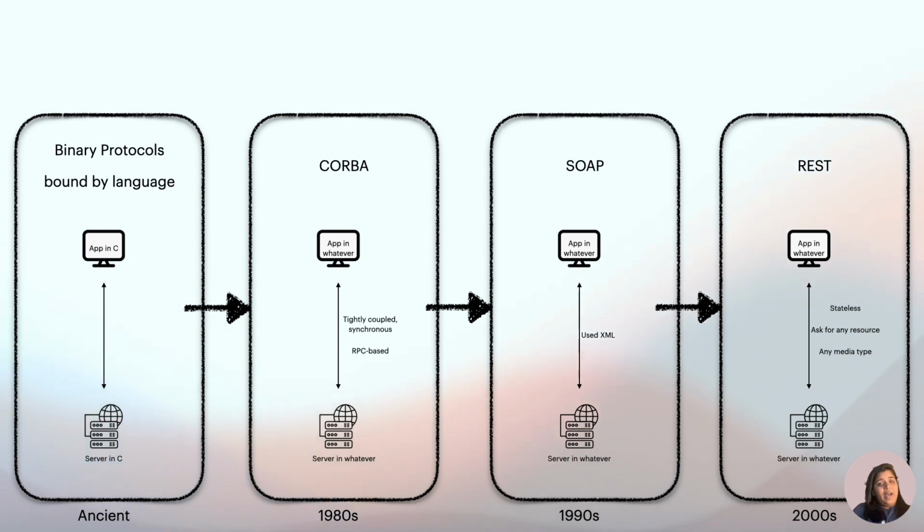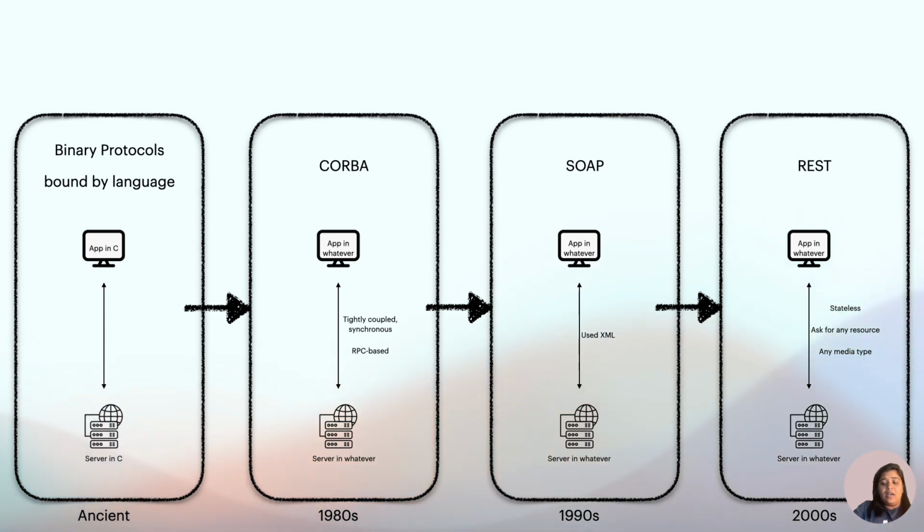We said we can do better, and we came to REST. From the 90s, we jumped to the 2000s, and now we have Representational State Transfer. Again, your app and server can be in any language you want, but really what we've created is a stateless service, which means you don't need to remember what was the last thing you sent.